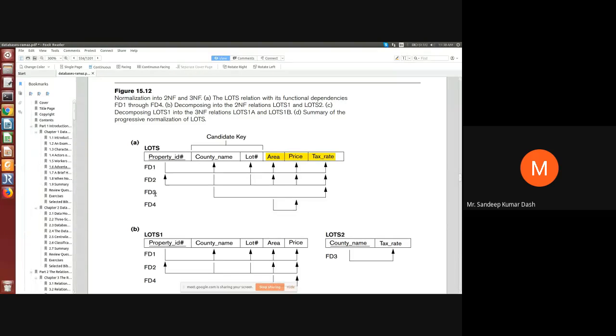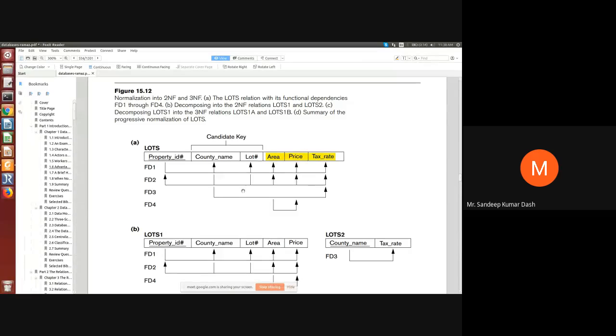Now you see FD3. Here, this one is a non-prime attribute. It is dependent on county name, which is part of the candidate key. In FD3, tax rate is not dependent on lot number, only on county name. So that's a problem. This is a partial functional dependency, because it should have been dependent on both the lot number and county name.